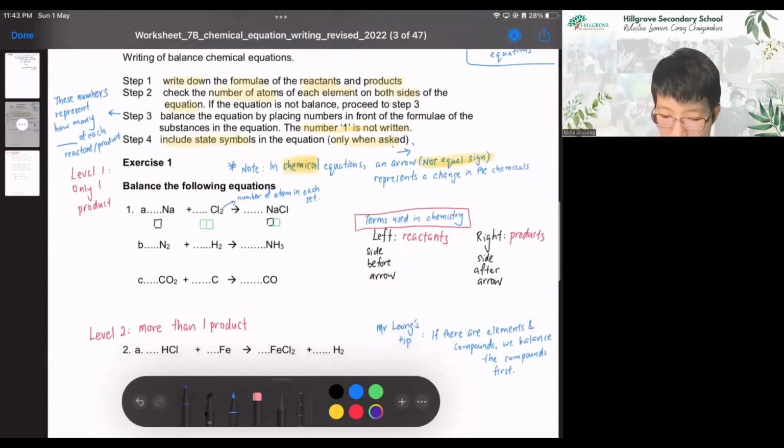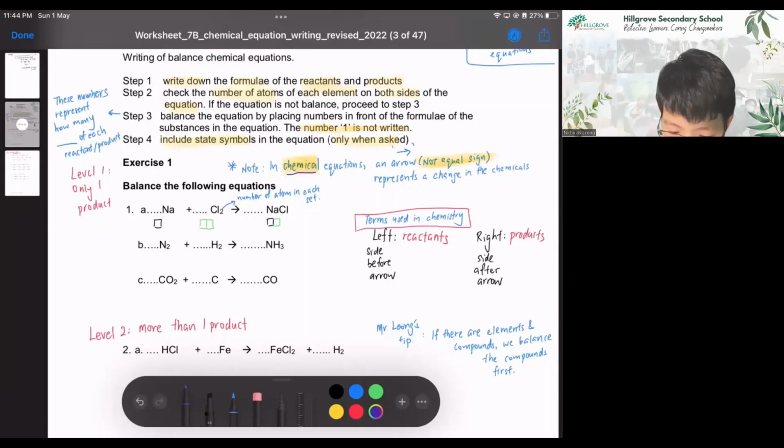So let's look at some examples here. I would like to highlight one key important thing. In chemical equations, we normally use an arrow instead of an equal sign. Why? Because you want to represent that there's a change in the chemicals before and after. That's why you use an arrow, not an equal sign. This is not math. So let's look at question number 1.